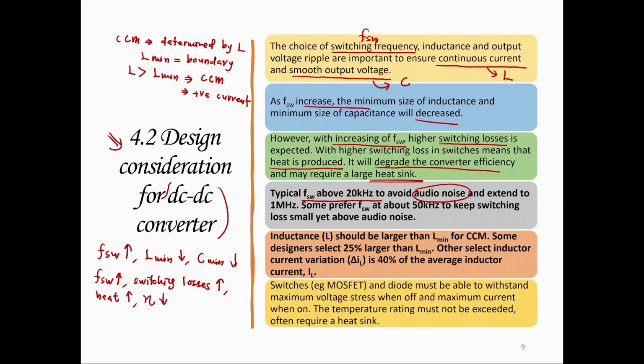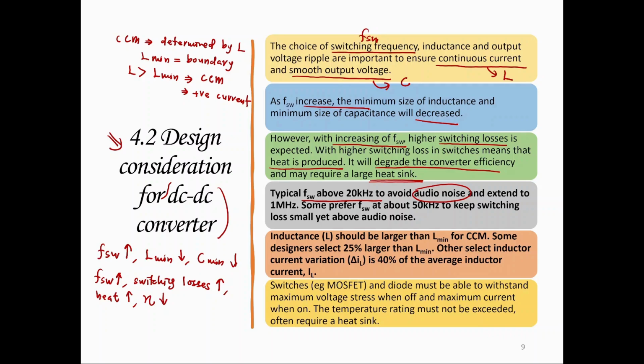typical value of switching frequency is to be at 50 kilohertz, so that although the losses are there, it's not that much, and also we'll be able to avoid the audio noise. Okay, right. Okay, 1 2 3 4 5.